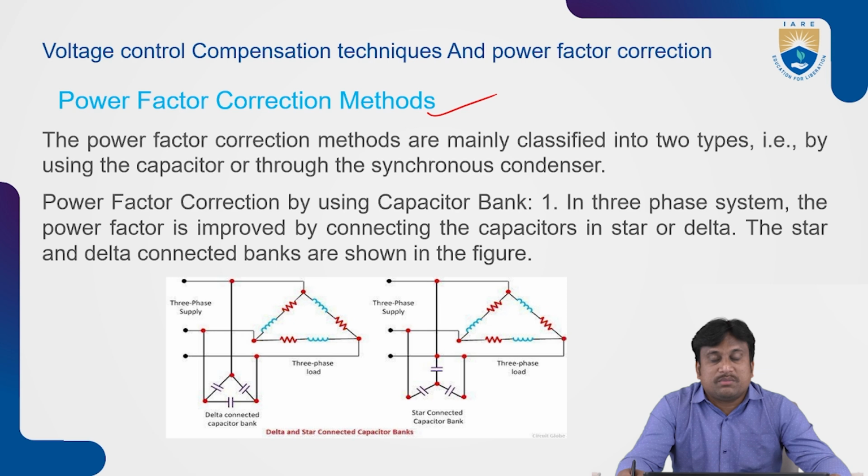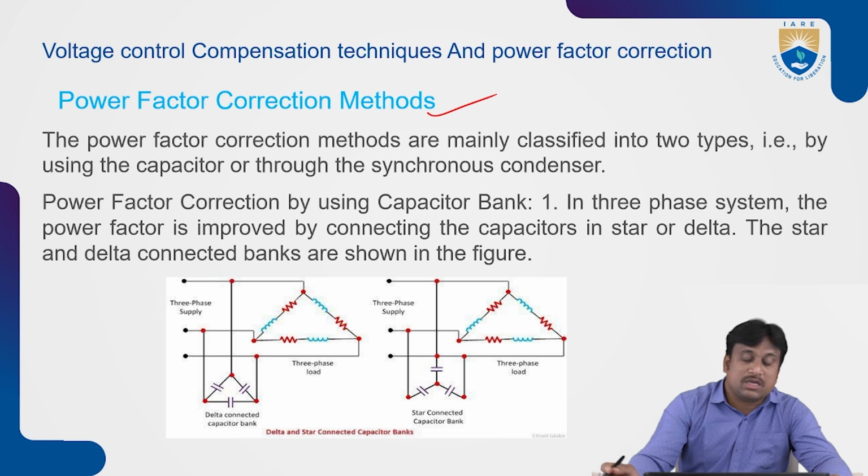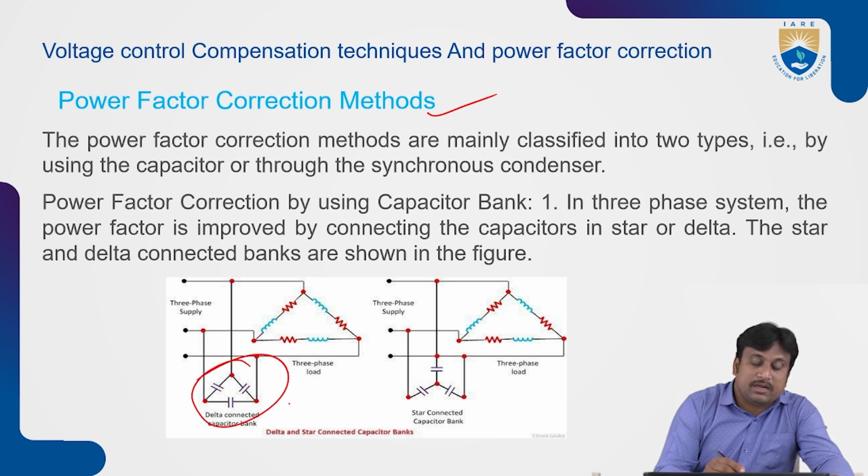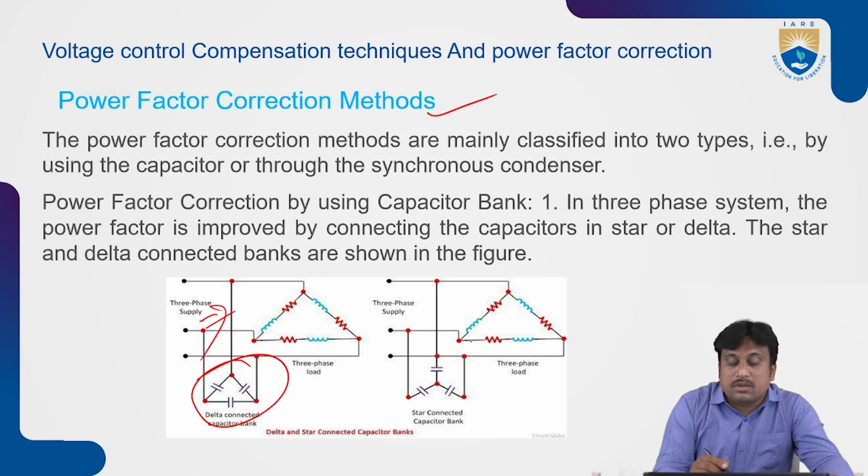So power factor correction by using a capacitor bank in three-phase systems: the power factor is improved by connecting the capacitors in a star or delta connected bank. Star connection is shown here with three resistor combinations connected and here are the capacitors. They are delta connected in nature. We are giving a three-phase supply to this three-phase load, and this is the star connected capacitor bank.